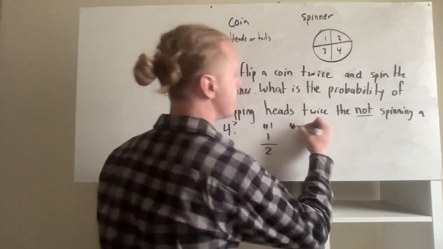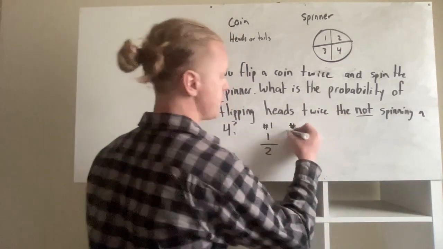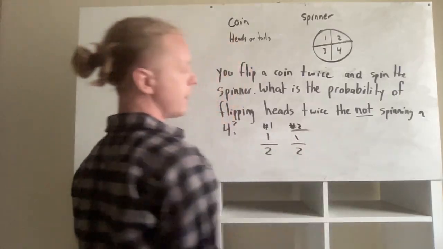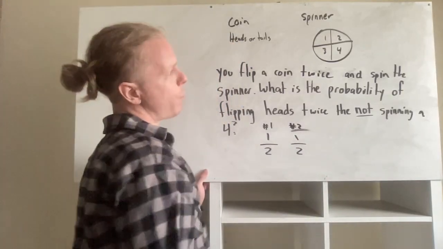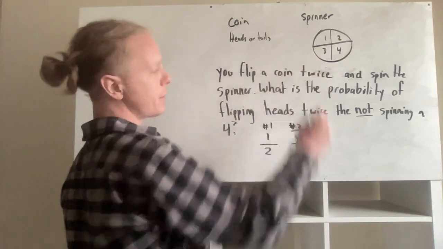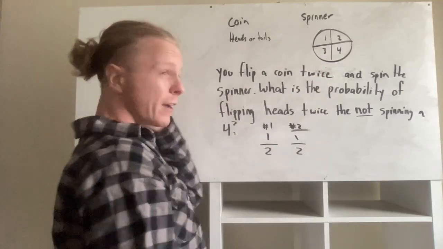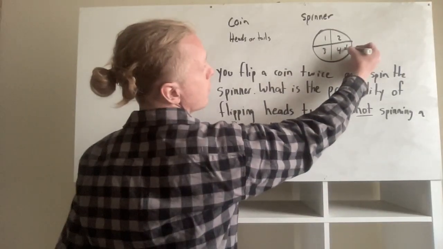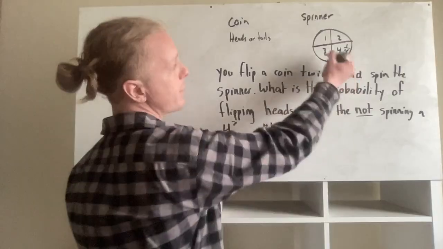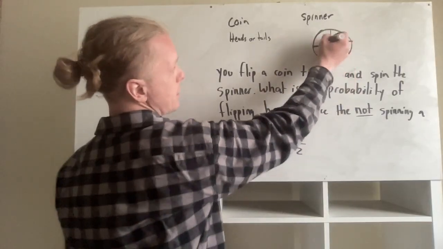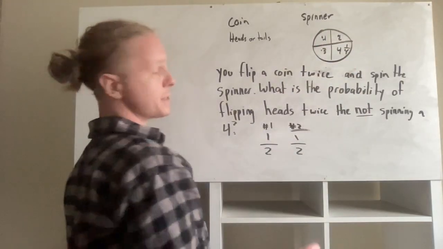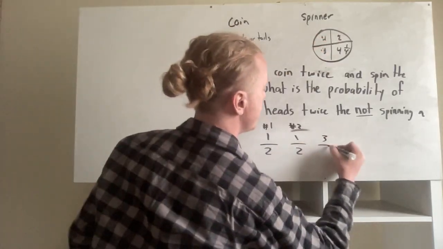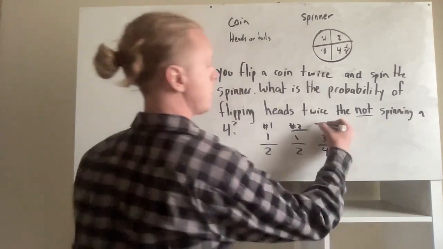What's the second event that has to happen in a row? I need to do my second coin toss. Also has a probability of 1/2. And then what's the third event that needs to happen? Spin the spinner. It says not spinning a 4. So the 4 would be 1 out of 4, right? But that means I could spin any of these. So the probability of not spinning a 4 is the same as the probability of spinning a 1, a 2, or a 3, which is 3/4. Okay.